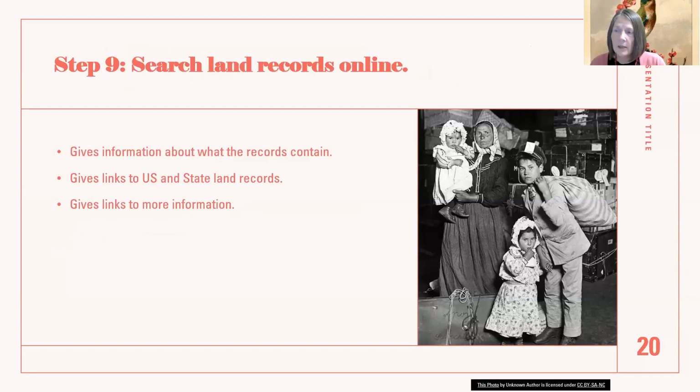Then you can search land records. So once you find them in those records that you've been looking at, find their locality, exactly where they were, then you want to look in the land records and see where they actually lived and whether they owned land or not. A lot of people moved, say, to Oklahoma, for example, during the land dispersal. So there's a lot of information about that, but it's hard to find it unless you know a lot of exact information about the people that you're looking for. This page will give you links to the US and state land records and also more information about land records.